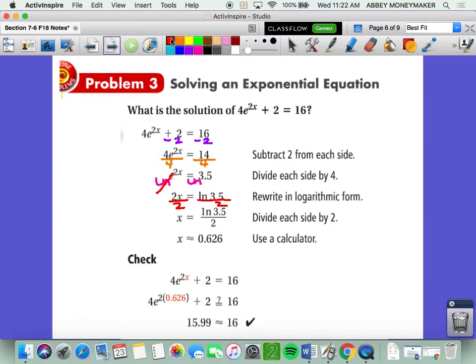Okay? Let me reiterate. When you see an e, how do you get rid of the e? Natural log. Okay? Do we see where the natural log button is? All right, next to number 4. Solving for e is very straightforward. Get it by itself, put in a natural log, you're done.